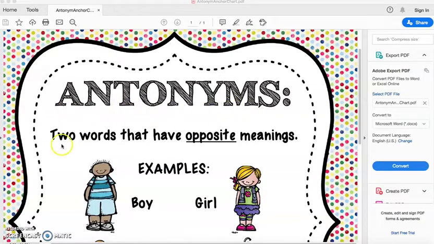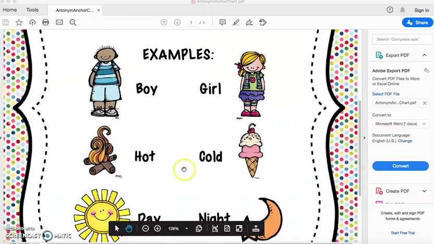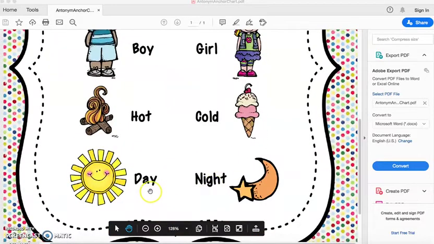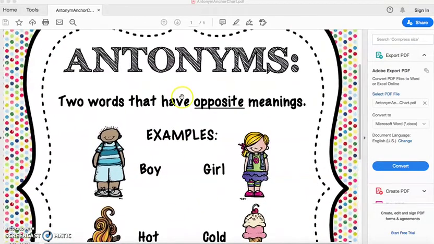Antonyms means two words that have different meanings, or the opposite of that meaning. Examples, we have boy and girl. We have hot and cold. And finally, we have day and night. So what do we call these words that have the opposite meaning? We call them again antonyms.